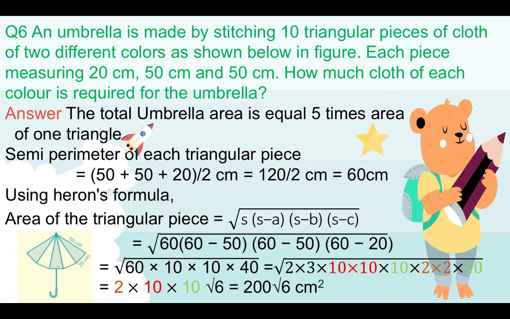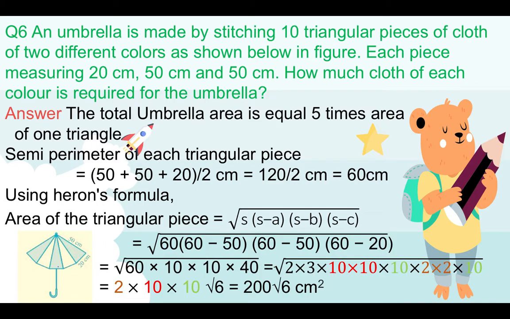So what is the semi-perimeter? Semi-perimeter is equal to the sum of the sides divided by 2, and the sides are 50, 50 and 20. So I get the semi-perimeter as 60 centimeters. Now I will put these values in Heron's formula. Area of the triangular piece is equal to under root s into s minus a into s minus b into s minus c. So this is equal to under root of 60 into 60 minus 50 into 60 minus 50 into 60 minus 20. So I get 60 into 10 into 10 into 40. On solving this by taking factors, I get the answer as 600 under root 6 centimeter square.